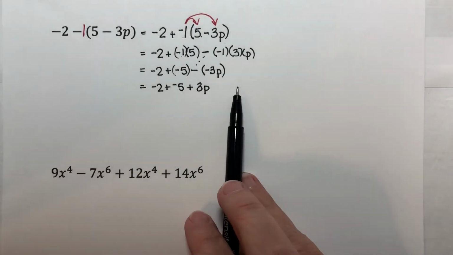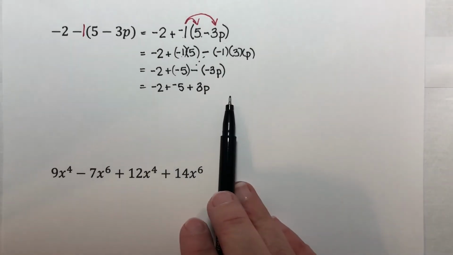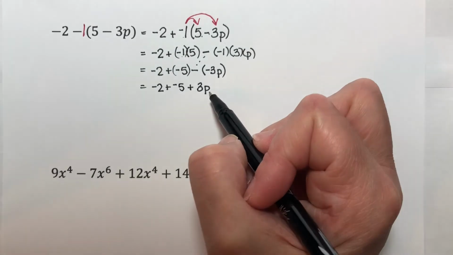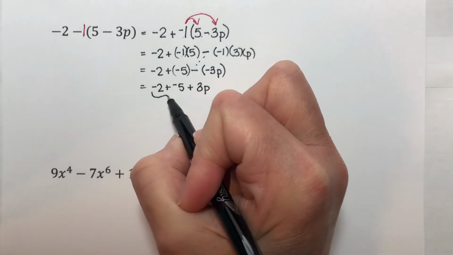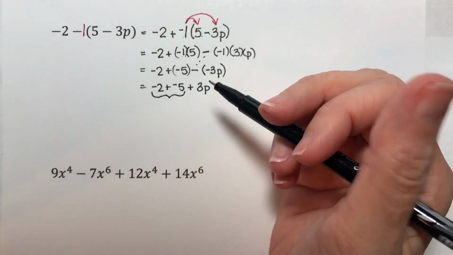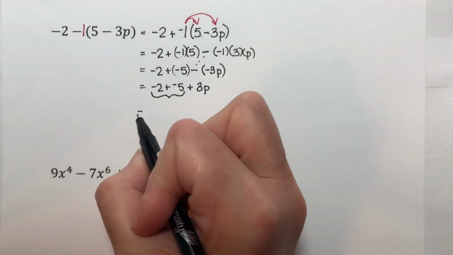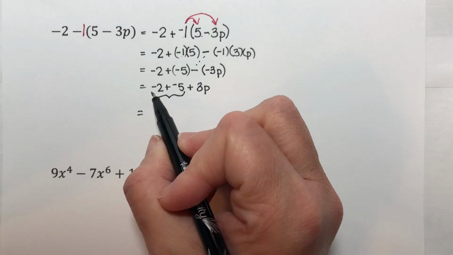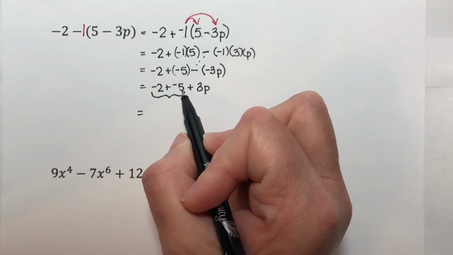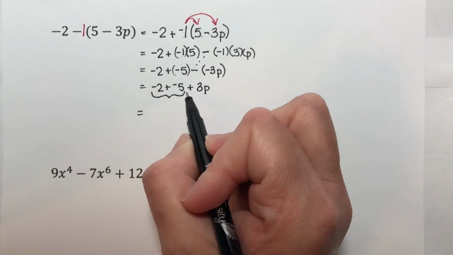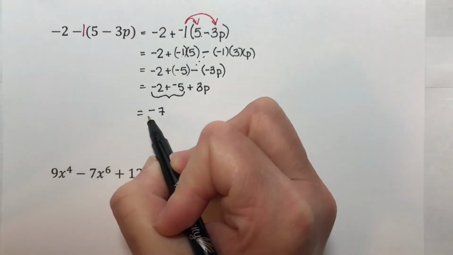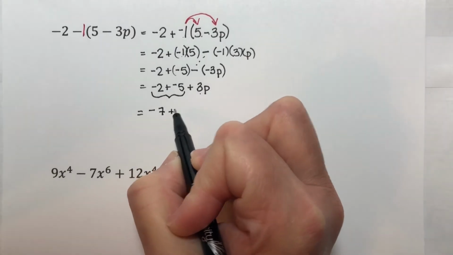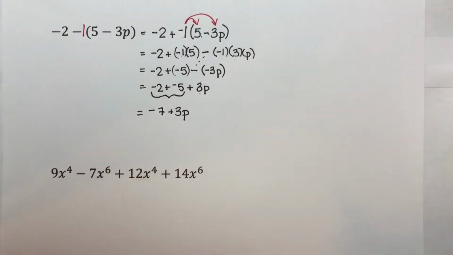So I've simplified a whole lot. Do I have any like terms? I don't have another p term, so there's nothing I can combine with this one. But these two are regular numbers. So I combine those. Negative 2 plus negative 5. They're both negative, so it's going to be negative. 2 plus 5 is 7. So I have negative 7, and this comes down plus 3p. And that's all I can do with that one.